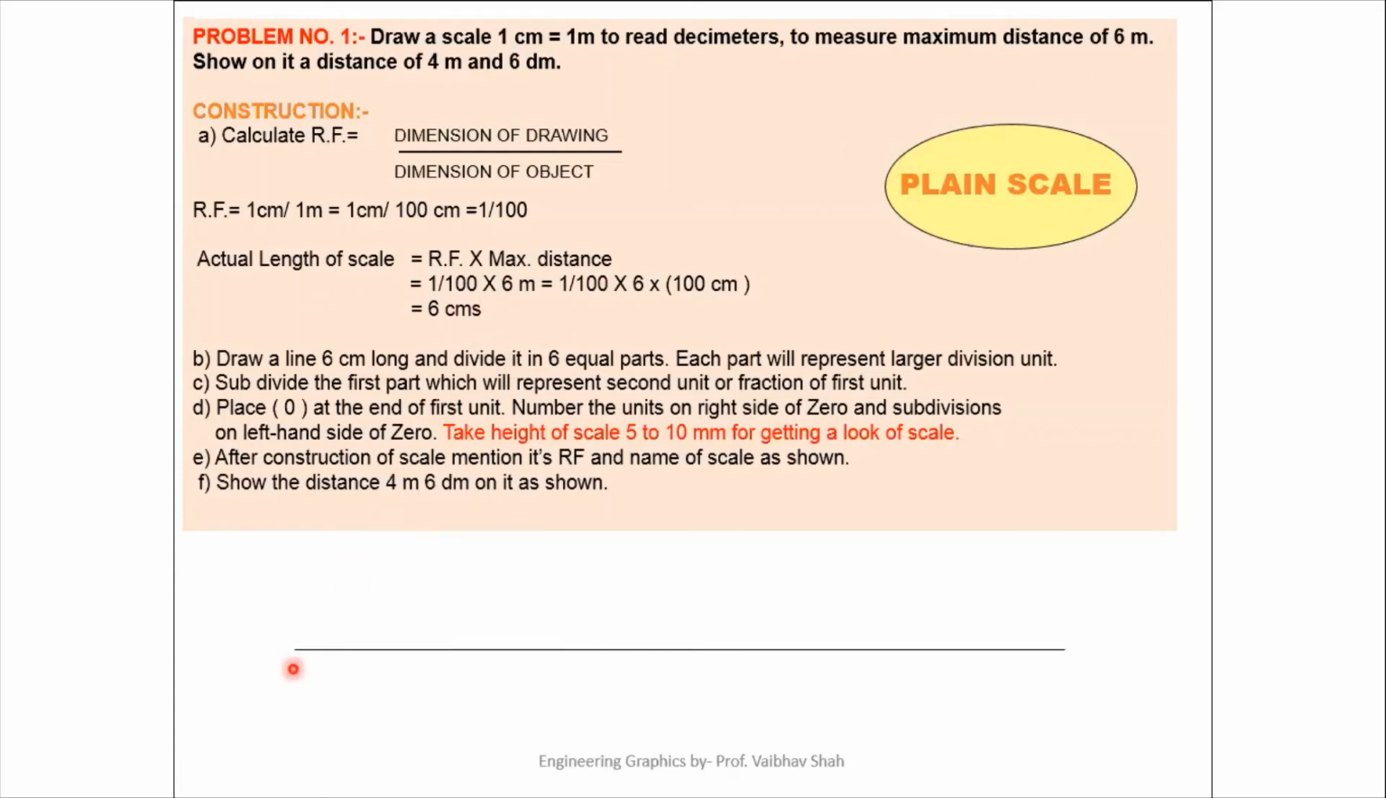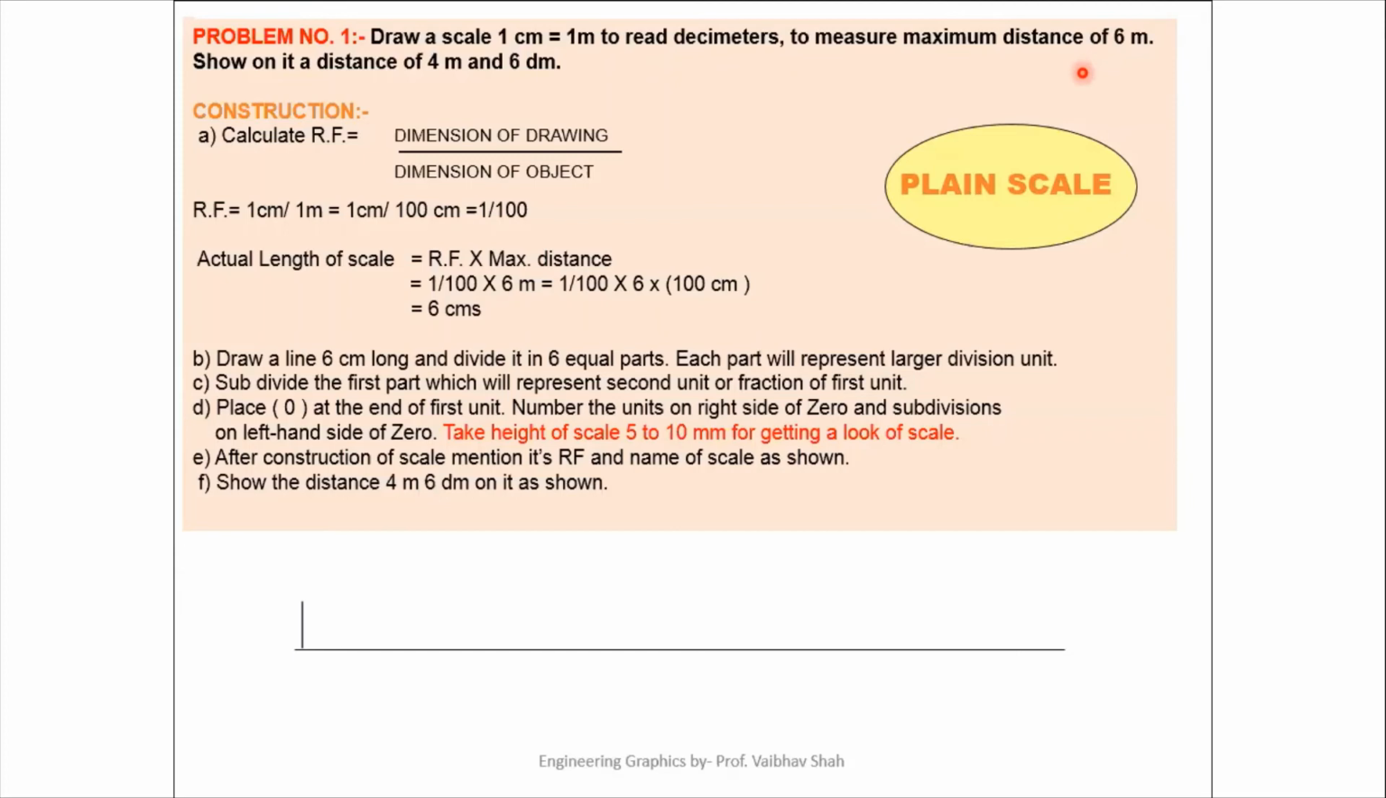So first you will draw one line of 6 centimeters length, which is the actual length of the scale. After that, you will divide this 6 centimeter line. We have to measure a maximum distance of 6 meters, so we always take the divisions from the maximum distance. We will check the significant digits of the maximum distance. Your significant digit is only 1, which is 6.